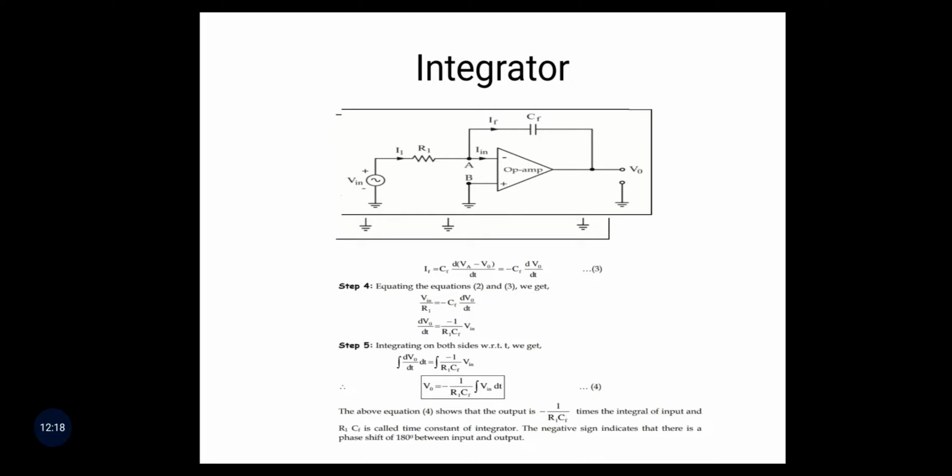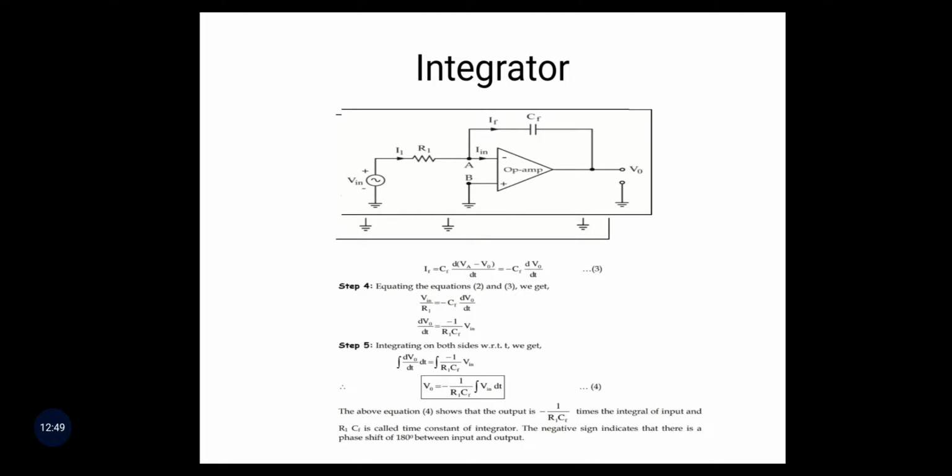Here the input current I1 equals Vin minus VA by R1. Since VA equals 0, I1 equals Vin by R1. Entering current is equal to leaving current, so I1 equals IF.